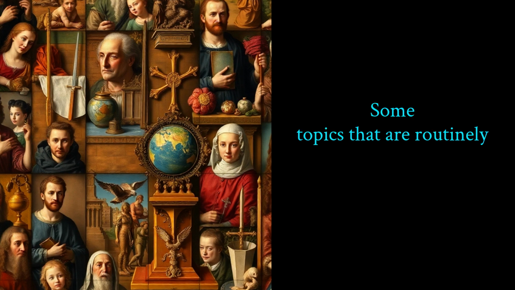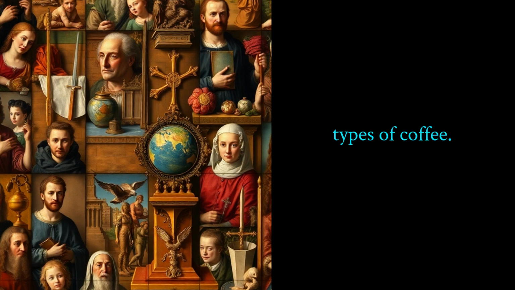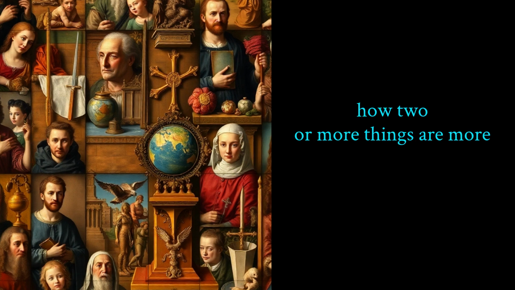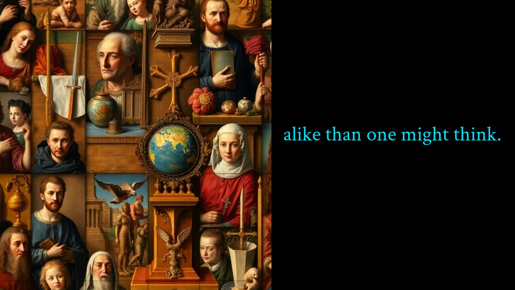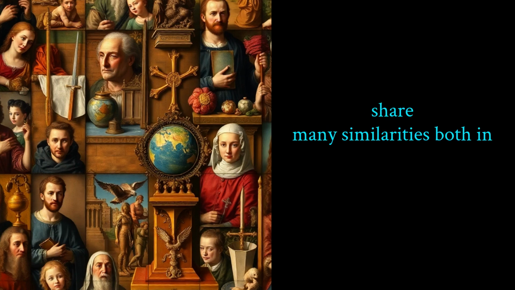Some topics that are routinely spoken about comparatively include different cultures, different types of transportation, and even different types of coffee. A comparative speech outline about Eastern and Western cultures could look like this. In this type of speech, the list of comparisons, which should be substantiated with further evidence, could go on for any number of main points. The speech could also compare how two or more things are more alike than one might think. For instance, a speaker could discuss how singers Madonna and Lady Gaga share many similarities, both in aesthetic style and in their music.